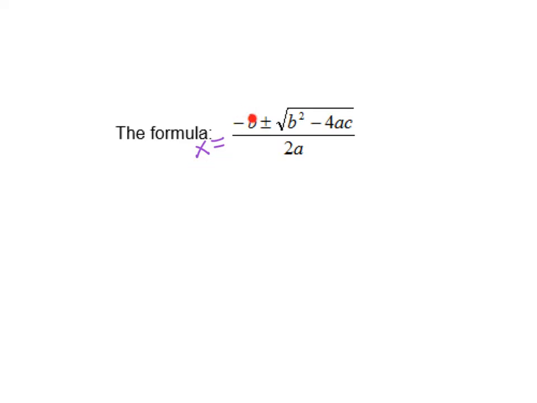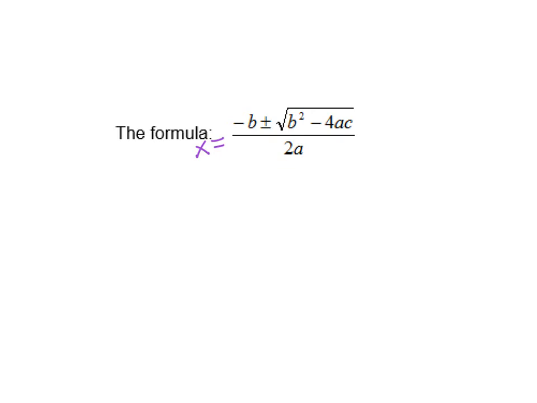X equals negative b plus or minus the square root of b squared minus 4ac all over 2a. Alright, I'll go ahead and sing that again for you. X equals negative b plus or minus the square root of b squared minus 4ac all over 2a.